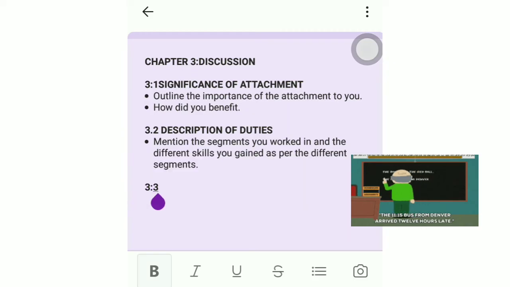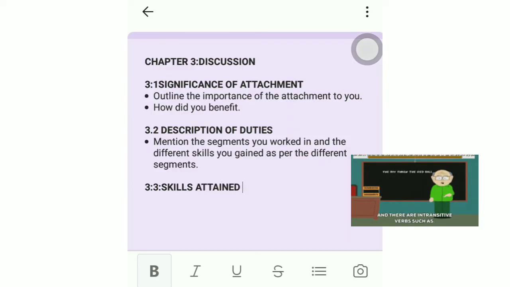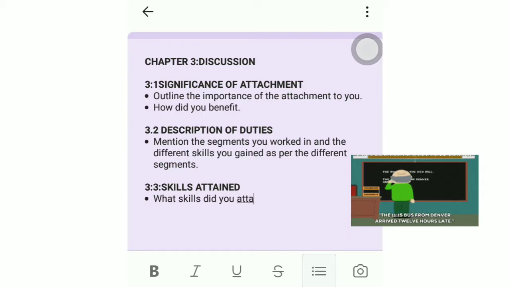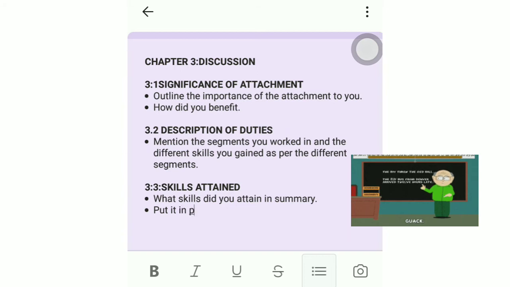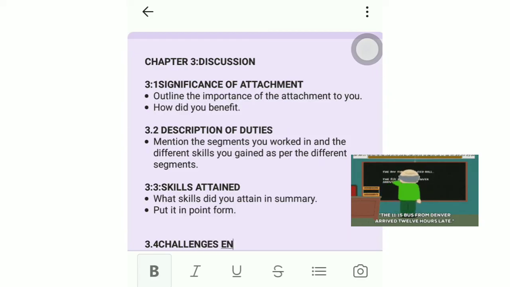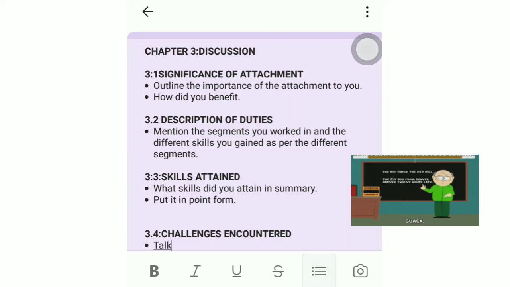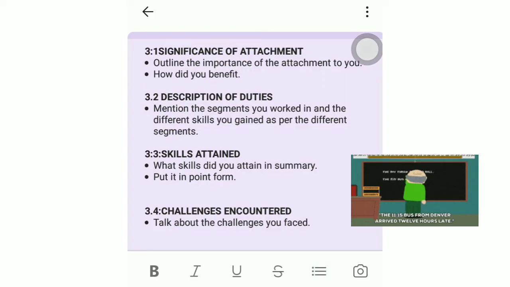And the next subchapter you're supposed to talk about is the skills you attained. And this is basically a summary of all the skills you gained per the segments which you went through in that organization. The other thing you're supposed to talk about is the challenges you faced during your attachment. You can have 4 to 5 challenges and then you'll be good to go with chapter 3.